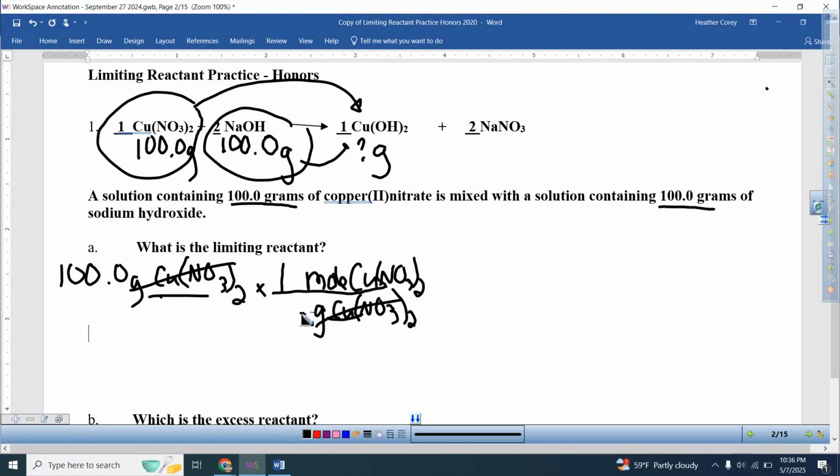And grams, when we add it up off the periodic table, I usually do the NO3, double it, and then add the copper. So I did 16 times 3, I added 14.01, and then I took that number and doubled it and added the copper. That gave me 187.56. Next up, copy and paste the moles of copper nitrate and put that on the bottom so it cancels.